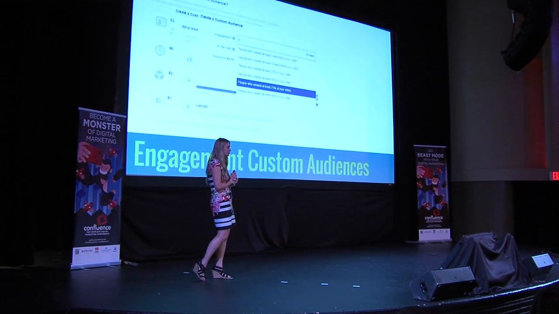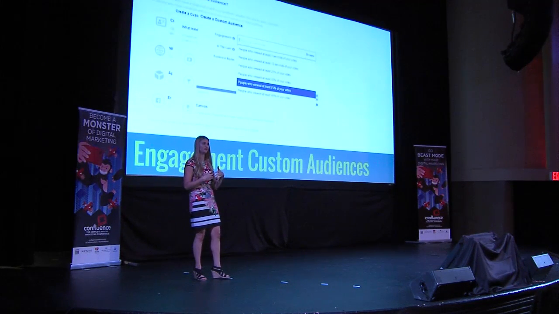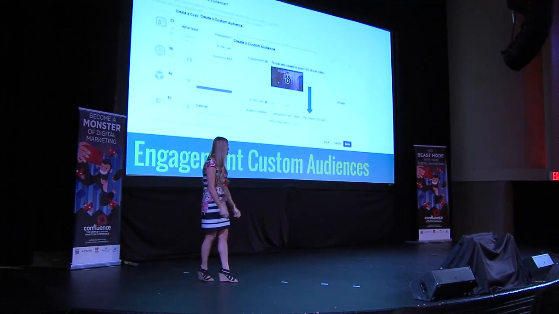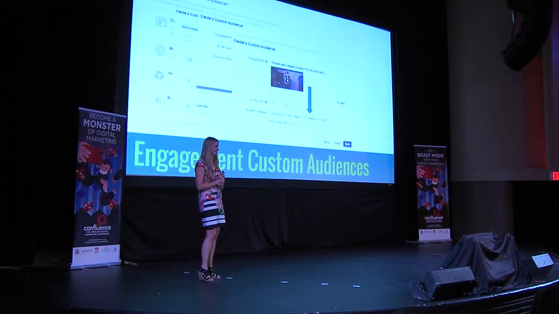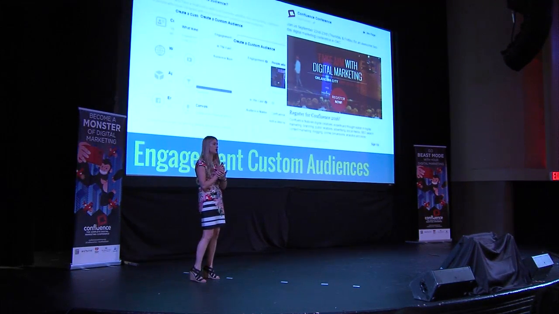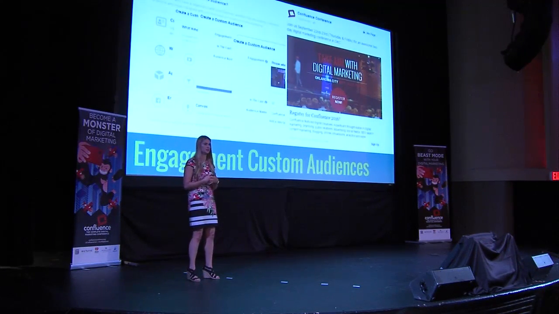So in this example, I chose to target and create an audience of people who viewed at least 75% of our Confluence promo video within the past 30 days. And then I serve them these ads, reminding them, we know you engaged with our video, you've seen Confluence, you've been to the website, we really want you to come, promoting Confluence so people engage with our video. You can do this too.